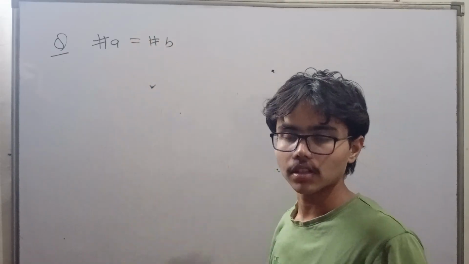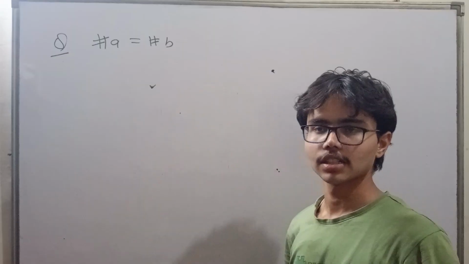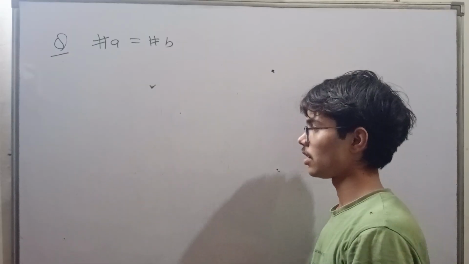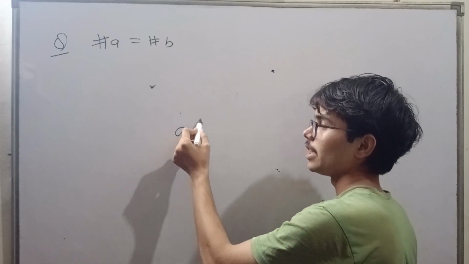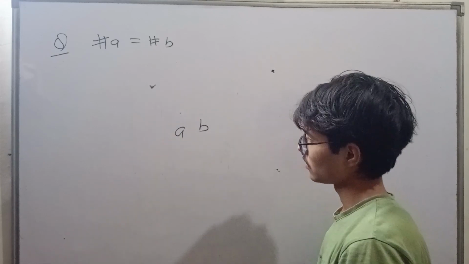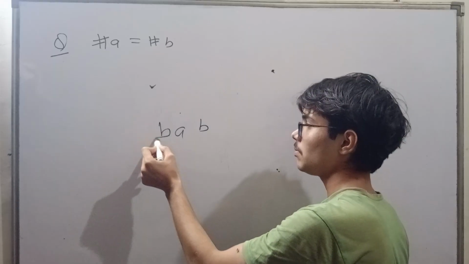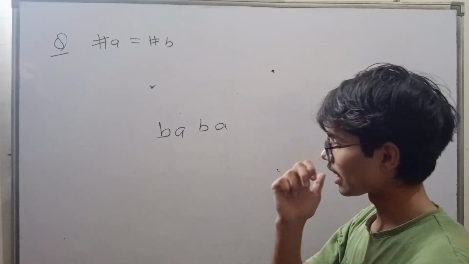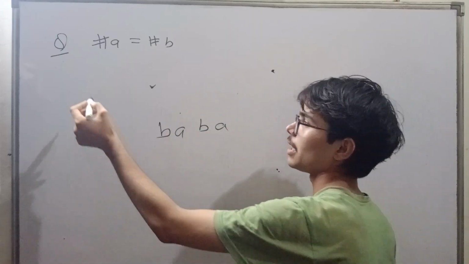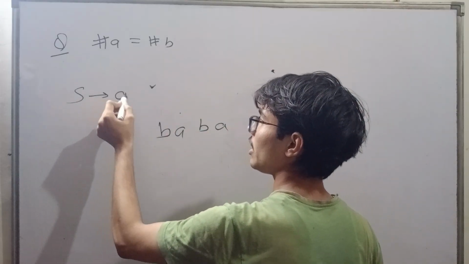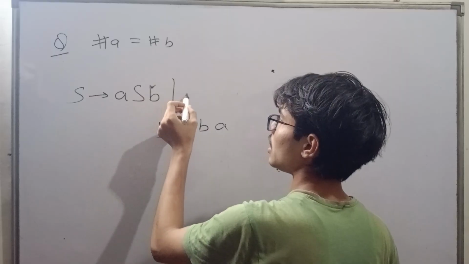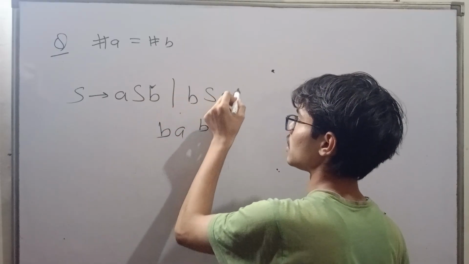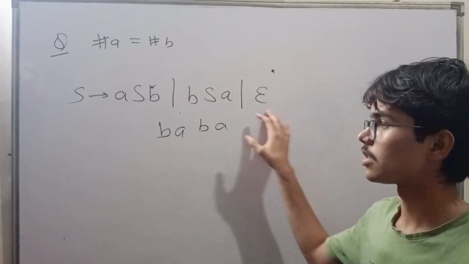So how can you write the grammar? You just analyze what the thing is saying. Number of A must be equal to number of B. That means if A comes, then B must come. If B comes, then A must come. Simple thing. Like I can write the grammar: if A comes, then B must come; if let's suppose B comes, then A must come; and I write epsilon, then this is our language.